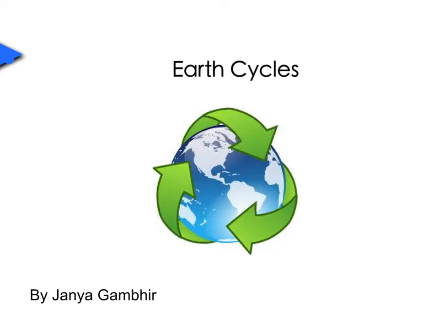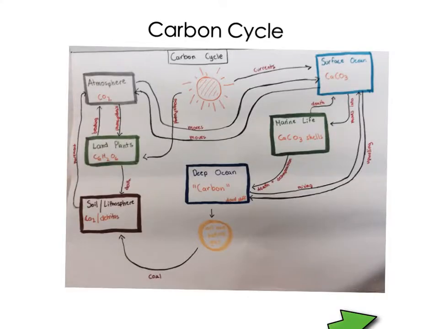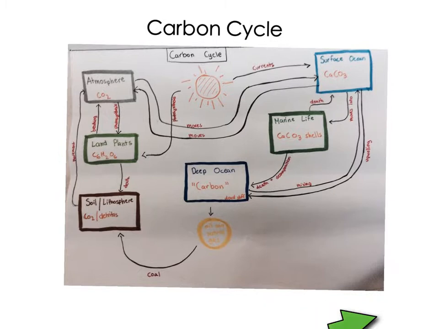So this is my Earth Cycle summative assessment. The article I read was about how oceans on the U.S. coastline are becoming more acidified due to an increase in carbon emissions, and as a result, marine life is getting threatened. This change in the ocean impacts not only marine life, as shells dissolve and become weaker, but there is a transfer of carbon from the marine life to the surface ocean, which goes directly to the atmosphere.